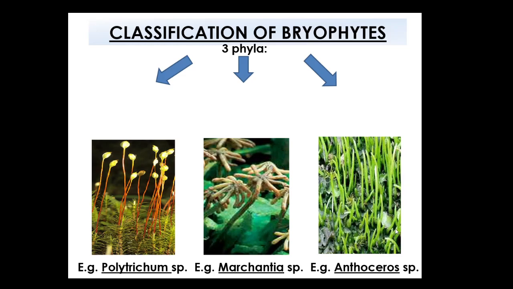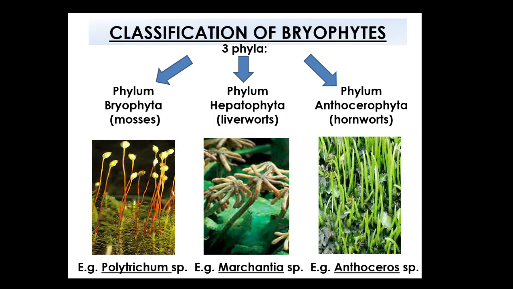We can classify bryophytes into three phyla: phylum Bryophyta, made of mosses, phylum Hepatophyta, liverworts, and phylum Anthocerophyta, which are hornworts. So in the example of Bryophyta, we would have Polytrichum species as our main example. They're very cute looking and they have that very iconic gametophyte green part you see right here. This is the gametophyte green part and the very iconic sporophyte orangey brown part up here, which is the basic diagram you learn about bryophytes.